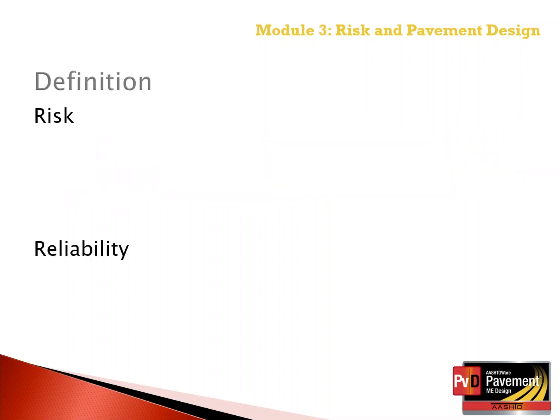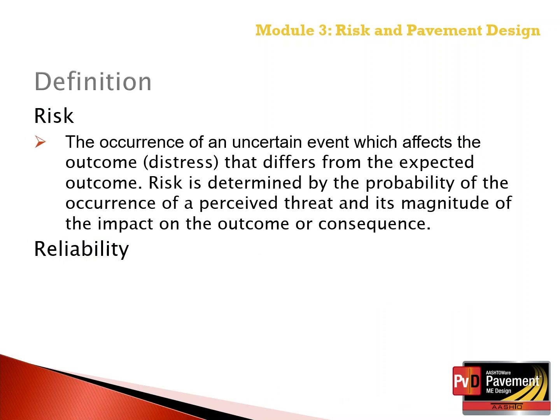Now the definitions. What does risk mean? And what does reliability specifically mean? Risk is the occurrence of uncertain events which affect the outcome or the distresses in a way that differs from the expected outcome. Risk is determined by the probability of the occurrence of a perceived threat and the magnitude of its impact on the outcome, or its consequence.